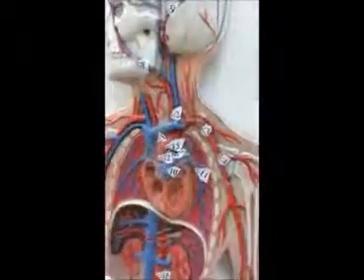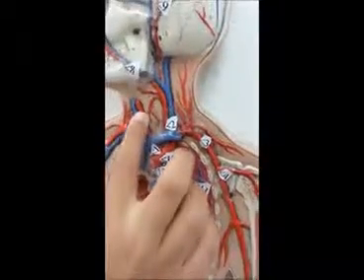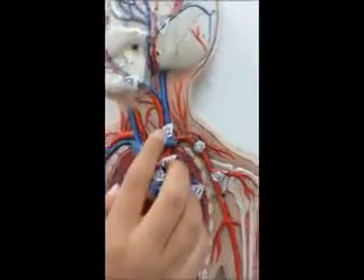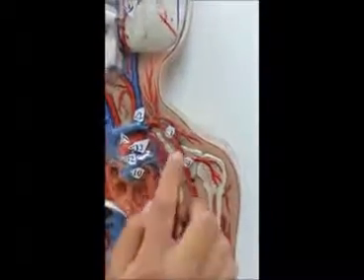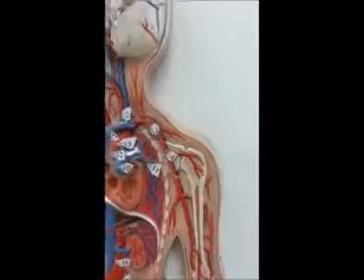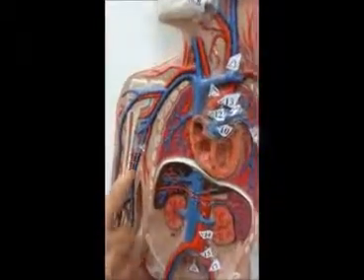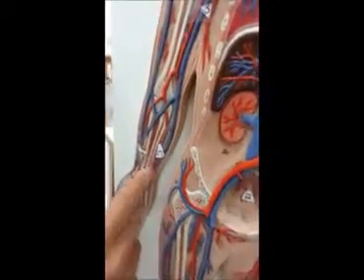Okay, so we are talking about the main arteries of the body. We have the brachiocephalic artery. Here we have the left common carotid artery, right in here. We have the left subclavian artery. This is the axillary artery. This we have right here, the brachial artery, the radial artery, and we have the ulnar artery.